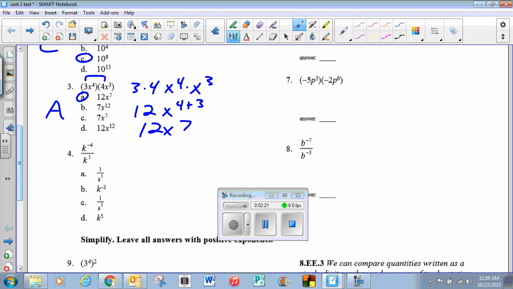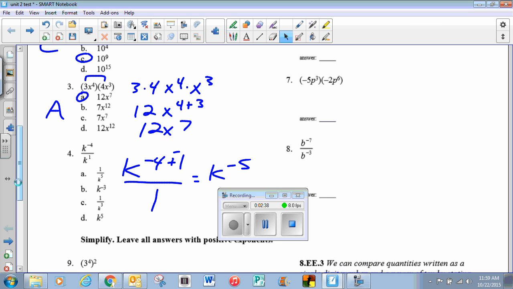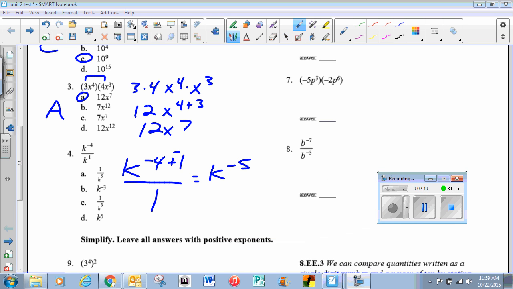What is the rule when we divide? We subtract exponents. This would be k to the negative 4 minus 1. Whenever we subtract, we're always subtracting in the numerator. Okay? This is where I use my integer skills. Plus a negative, oh, that's k to the negative 5th. Oh yeah, there's a negative exponent rule that we added in our notes. To make a negative exponent positive, I put it under 1. That's why the answer is A. Okay? When I put it in the denominator, it becomes positive.